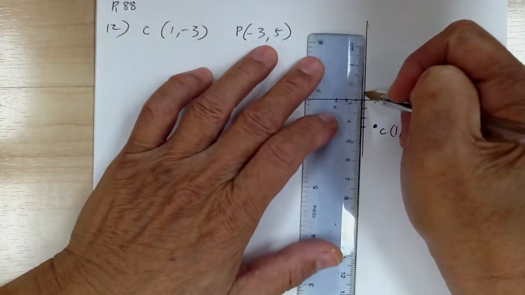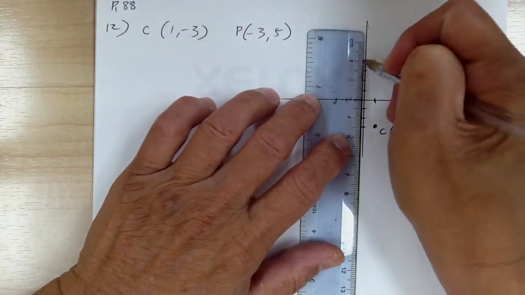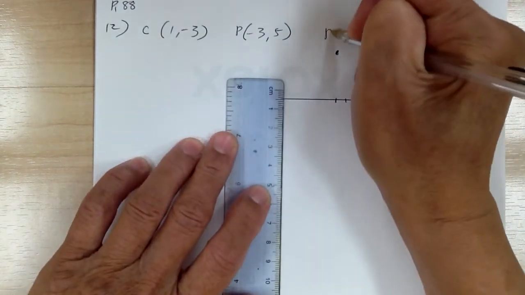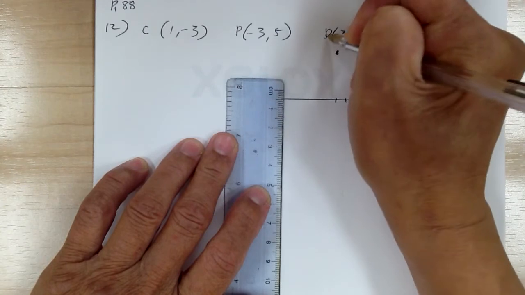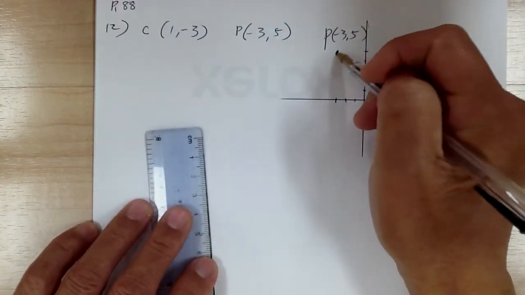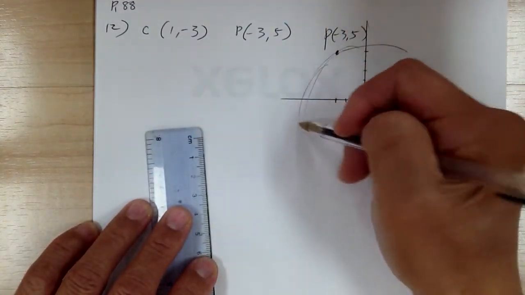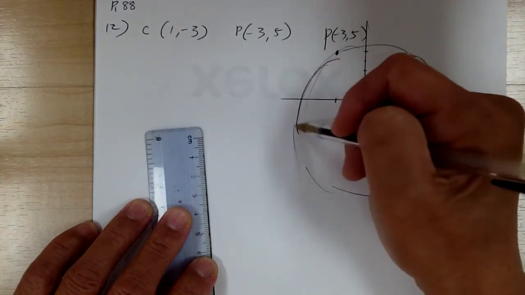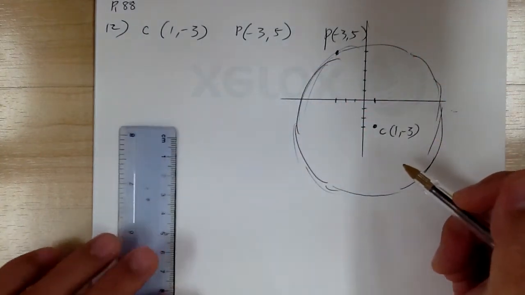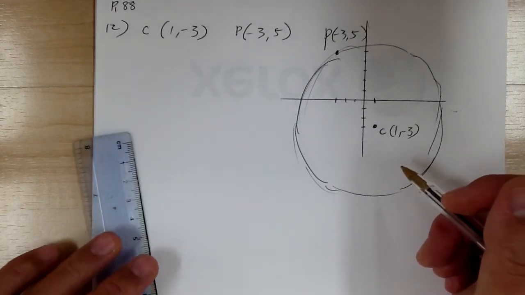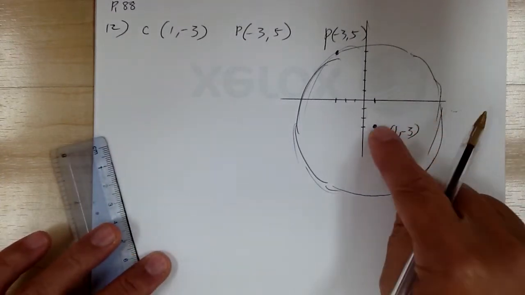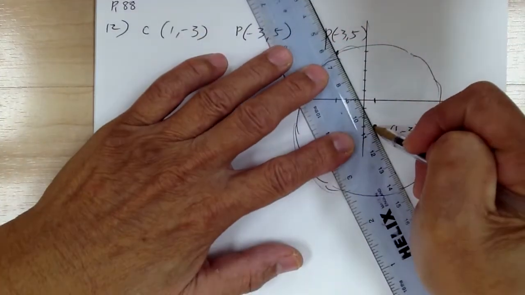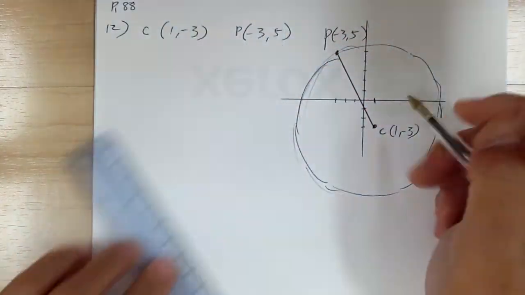So this is a point P at -3, 5. So you're going to have a big circle like going something like this. Okay. So again, to find the equation of the circle, you need to have two things. You need to have the center, which you have, and you need to have a radius, which you don't have. So to find the radius would be just the distance, right?